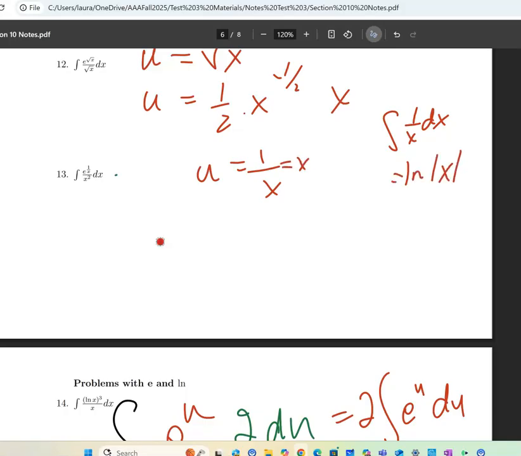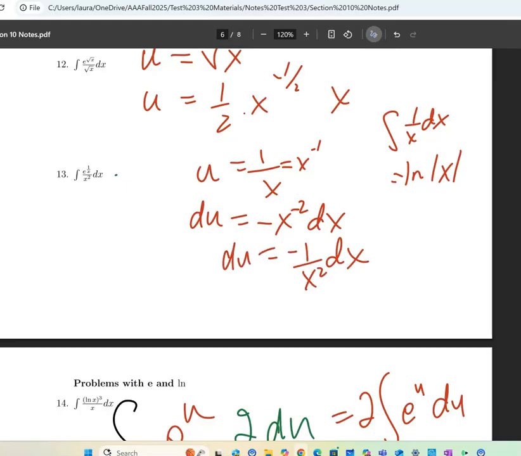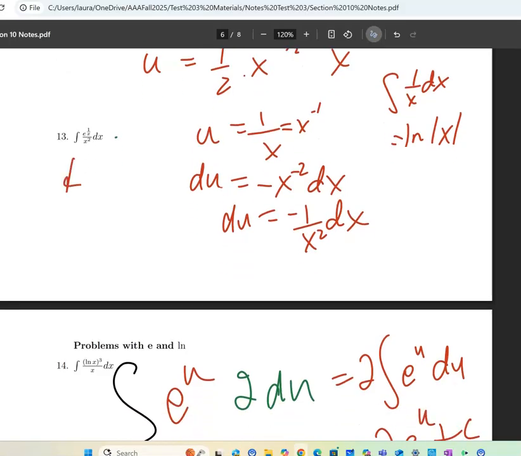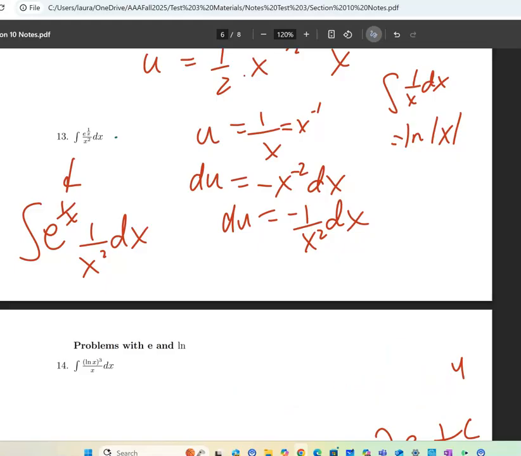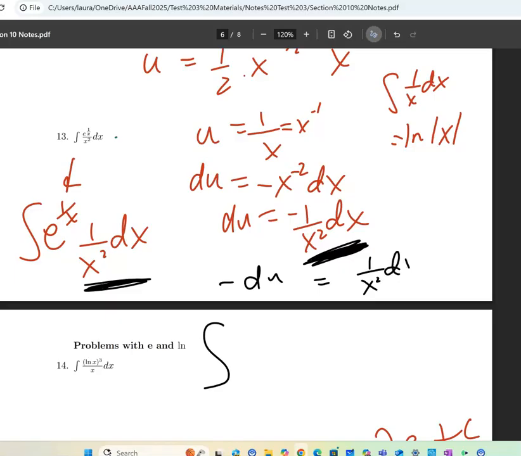The derivative, you have to rewrite it as x to the negative 1. Du is negative x to the negative 2. So again, I'm going to rewrite that as the fraction that it is. Okay, so taking this, rewriting it, just separating things there, 1 over x squared dx. Okay, so I'm thinking about it. I know I'm going to carry along the integral sign. Negative 1 over x squared. Oh, look at that. It's so close. Negative du will equal 1 over x squared dx.